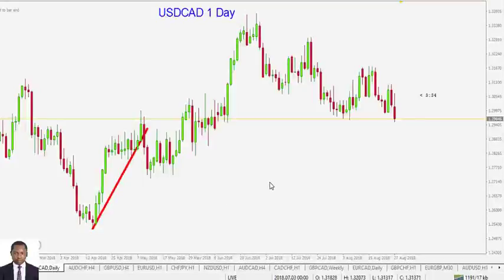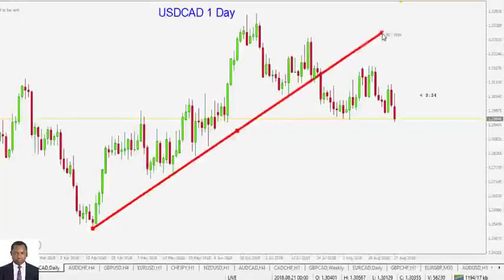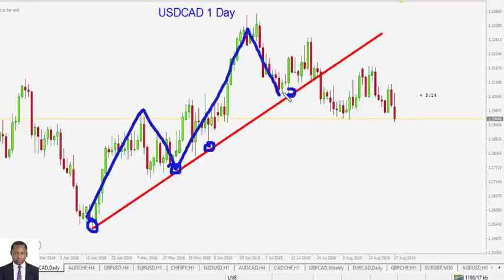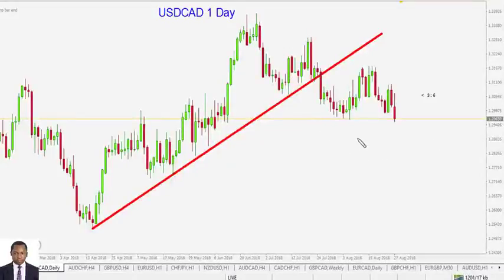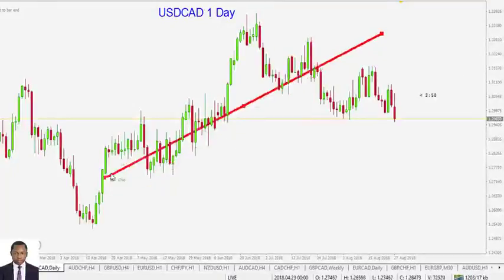The first one is the American dollar against the Canadian dollar. This is the daily time frame. Originally, we have a trend. That was the trend. You can see the bounce of the trend line. That was an uptrend, but the trend eventually collapsed. That was the end of that uptrend, and we started scoring lower swing lows and lower swing highs. So the direction of the trend has now changed.